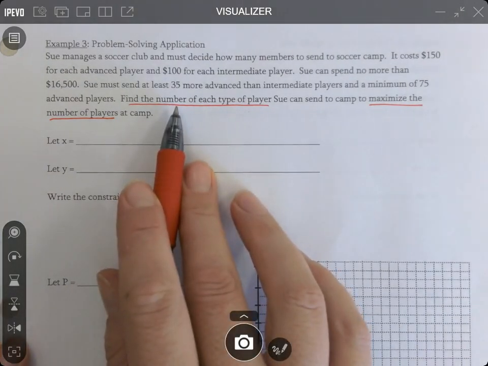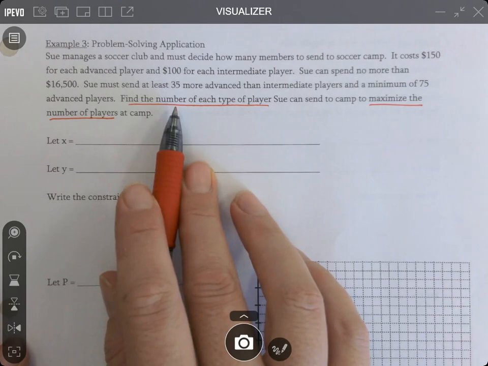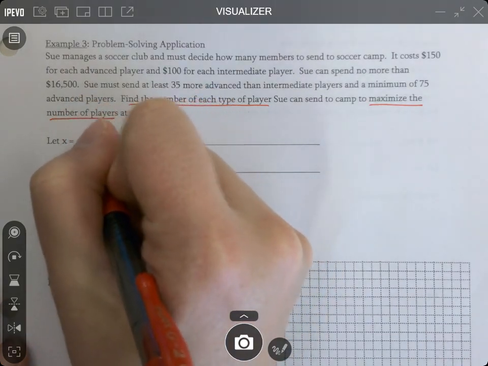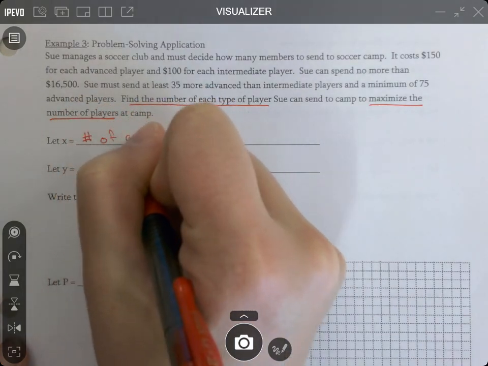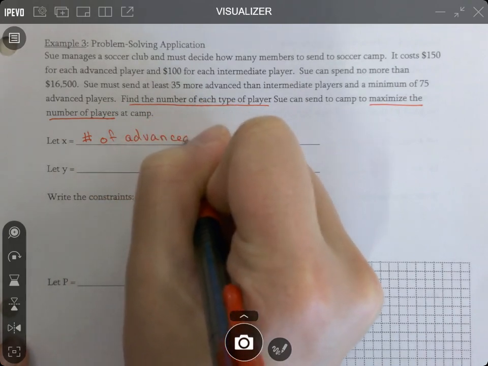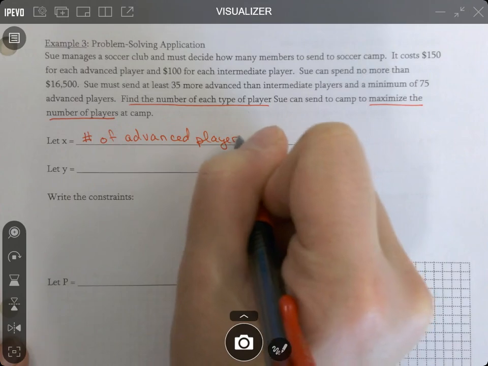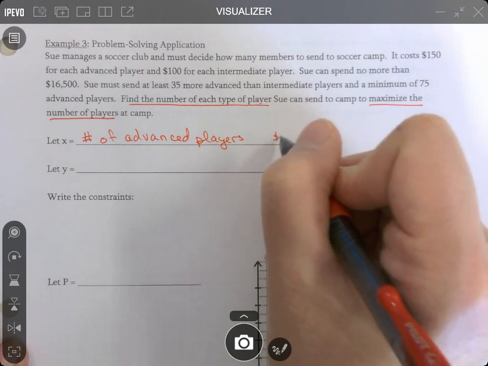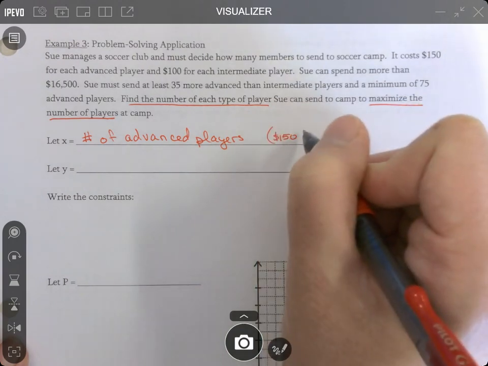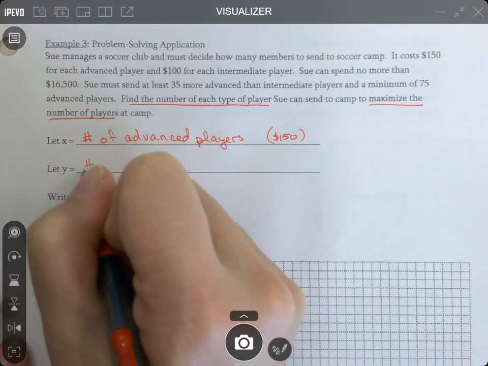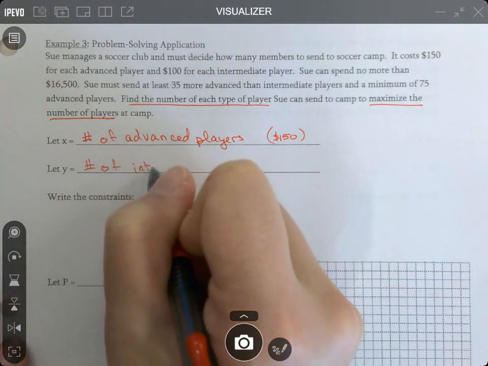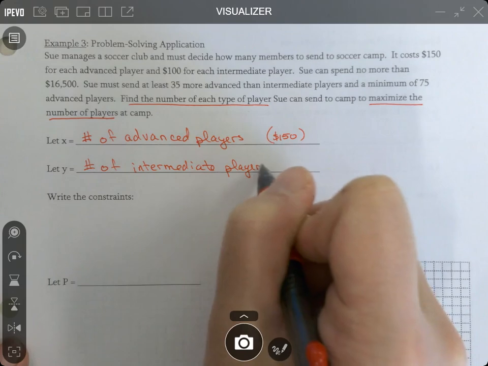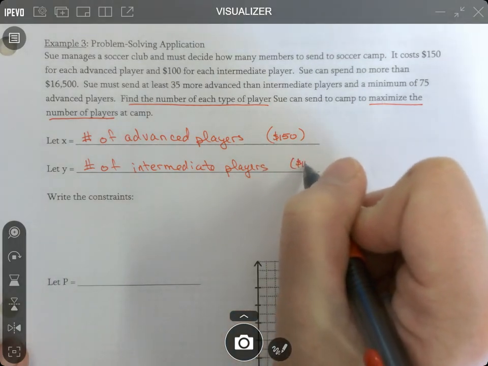So we have 2 types of players. What did they mention first? Advanced. Whatever they mention first is typically what I use as my first variable. So this would be the number of advanced players. Now, you don't have to do this, but sometimes it's nice to note the information. It costs $150, so each advanced player costs $150. And then this is going to be the number of intermediate players, and that costs $100 for each of them.